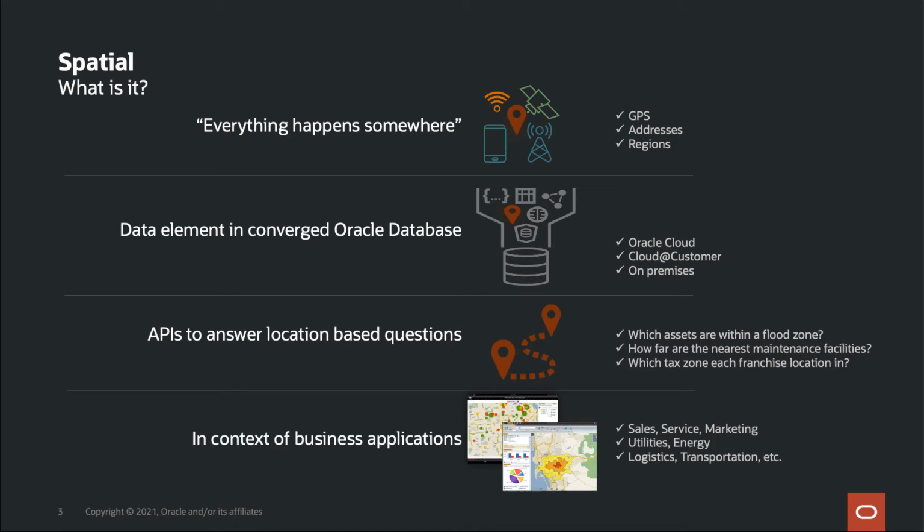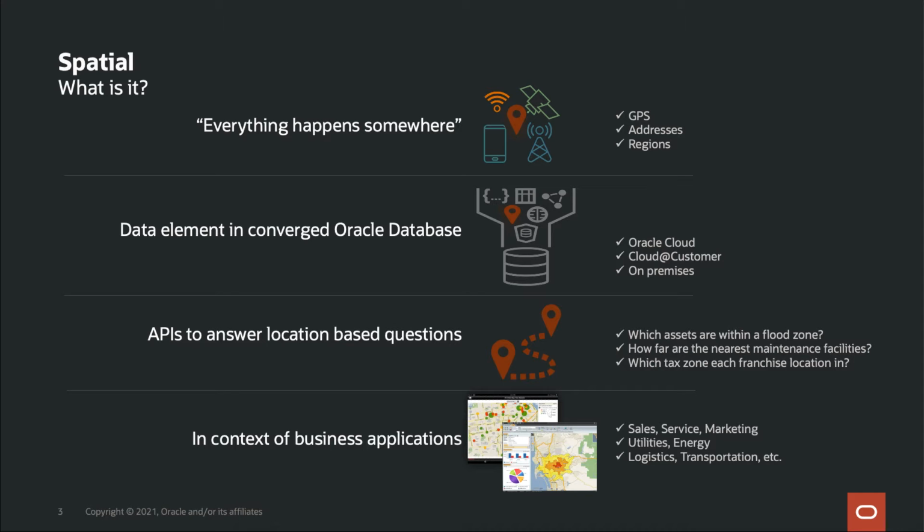So quickly, what is Spatial? Spatial is all about location and location relationships. Everything happens somewhere. All the information that we manage in our systems at some level could be related back to location. And what Oracle Spatial does is allow you to manage location as just another data element within the Converged Oracle database. So the location context of business information is stored alongside all the other business data that you manage in the Oracle database. And that goes for Oracle database in the Oracle Cloud, of course, including Oracle Autonomous Database, as well as Cloud at Customer and your on-premises Oracle databases.